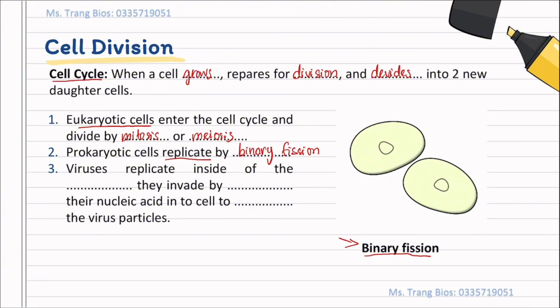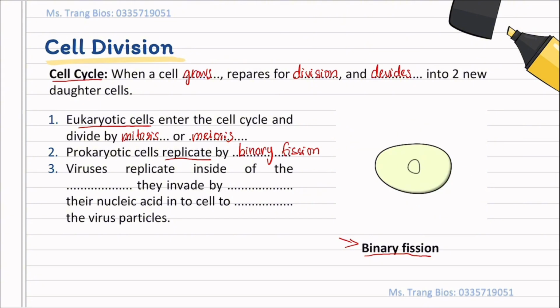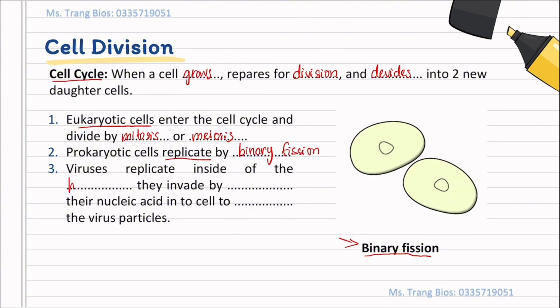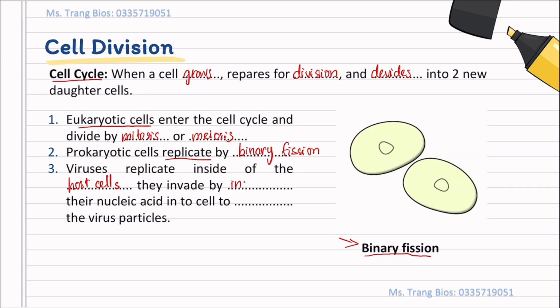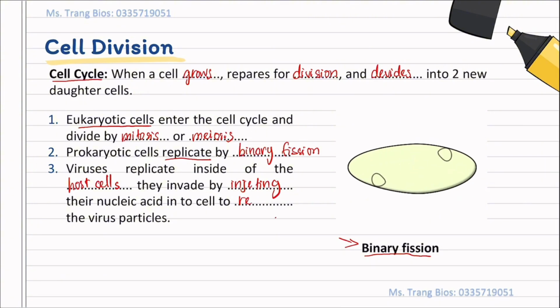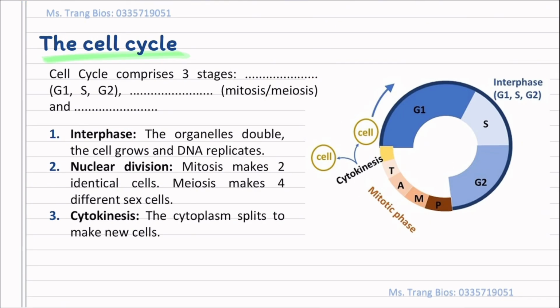And viruses do not undergo cell division as they are not a living thing. Viruses replicate inside of the host cell. They invade by injecting their nucleic acid into the cell to replicate the virus particle. Now, the cell cycle in the eukaryotic cells includes all stages to create a new cell.